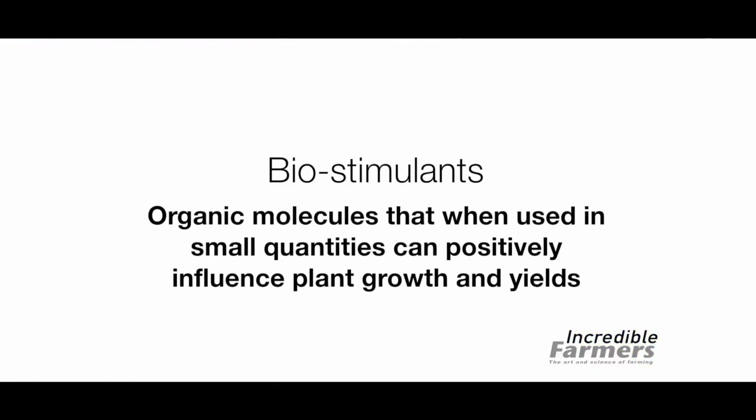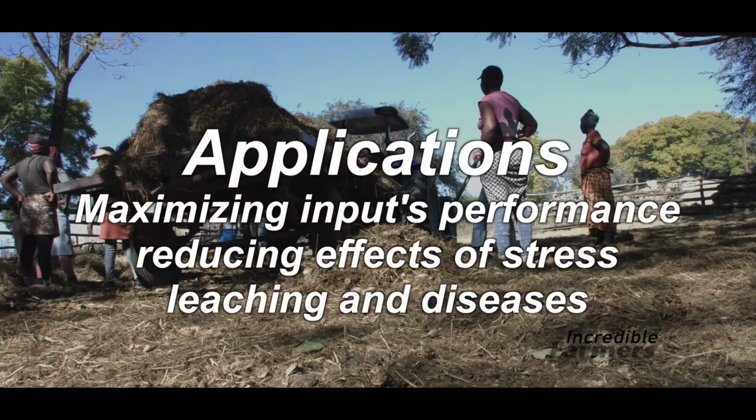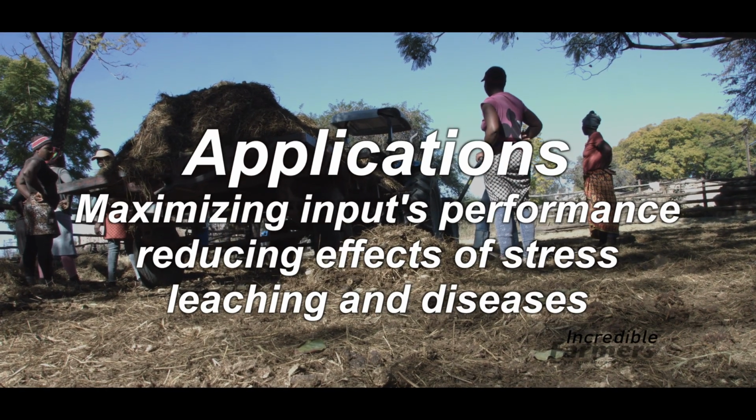So first, what are biostimulants? Biostimulants are organic molecules that, when used in small quantities, can improve the efficiency of a crop as well as the yield. So how then do farmers use biostimulants in their systems?